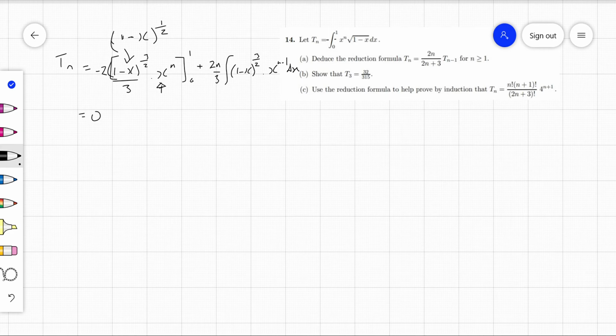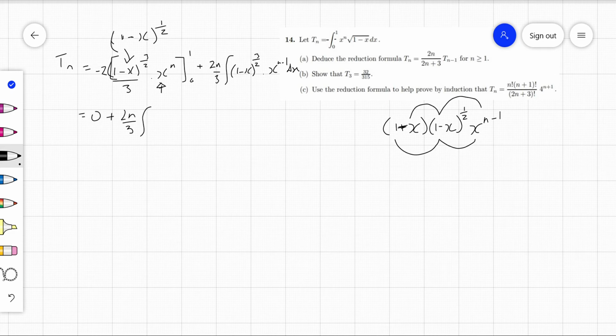So then what have we got? We've got 2n on 3, and here we've got... So we might break this up. You can see that we've got a square root. So if I write it out here, I've got 1 minus x to the power of 1 and 1 minus x to the power of a half. That's 1 and a half, or 3 on 2, and then x to the n minus 1. So I might go 1 times that, and then minus x times that.